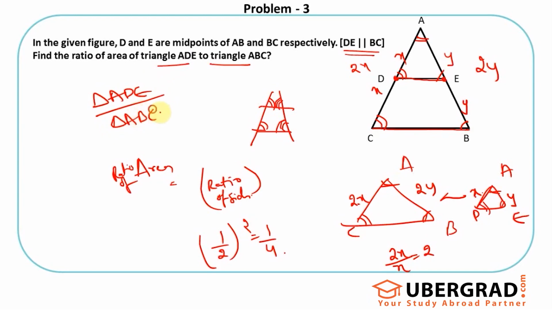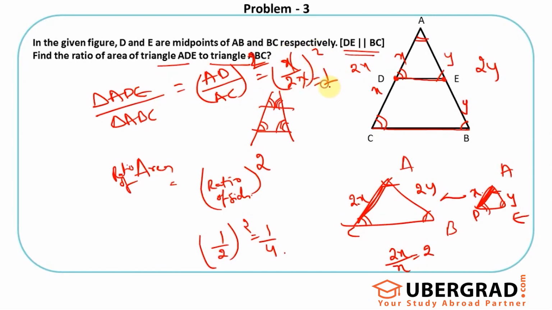So I need to do any side like AD by AC whole squared, because for triangle ADE, the relevant sides are AD by AC. Squared, because I said ratio of areas is ratio of sides squared. So this will be x by 2x squared. They get cancelled out. This 1 by 2 squared is 1 by 4. That's why the answer is 1 by 4.